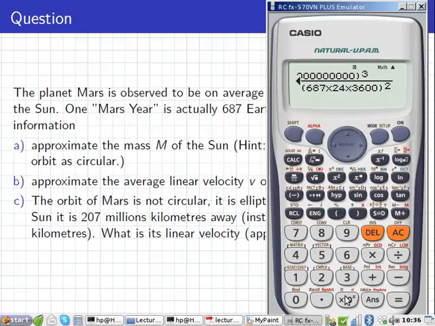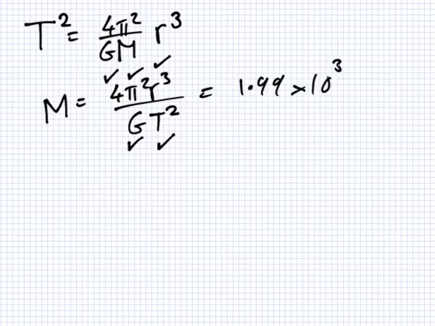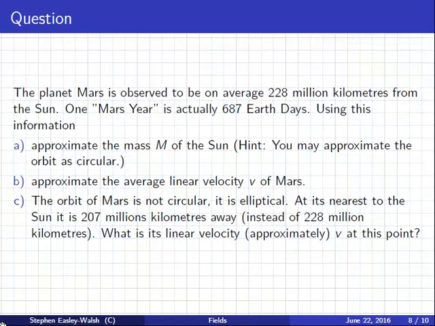So we should get a big number for the mass of the Sun, and we do, and this is right. If you look it up on Google, the mass of the Sun is about 1.99 times 10 to the 30. So the answer for the first part is 1.99 times 10 to the 30 kilograms. B now. What is the velocity of Mars?